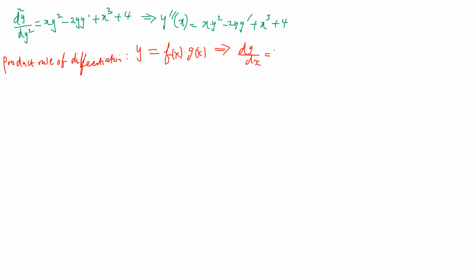First we find f primed, the derivative of f, and g primed, the derivative of g. So this is the rule. It's called the product rule of differentiation. And then next I'm going to state the chain rule.